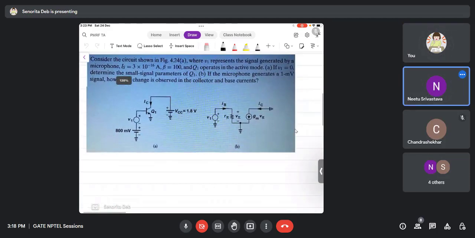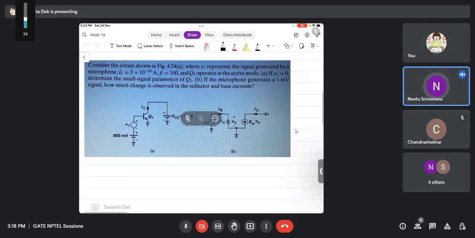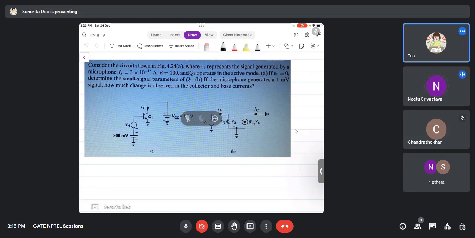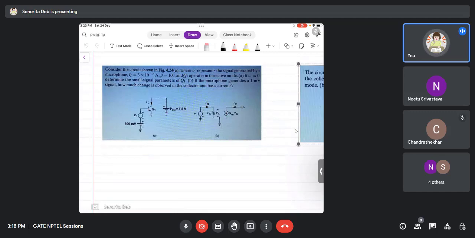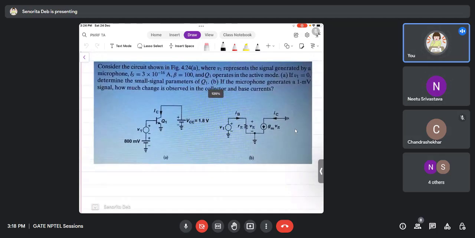Yes? What is R pi? That is the base to emitter resistance, which is internal to the BJT. R pi is not something that is connected externally. It is not an external resistor. After this I will explain more so you will be able to understand. I will take an external resistance, and then you can see what R pi is.